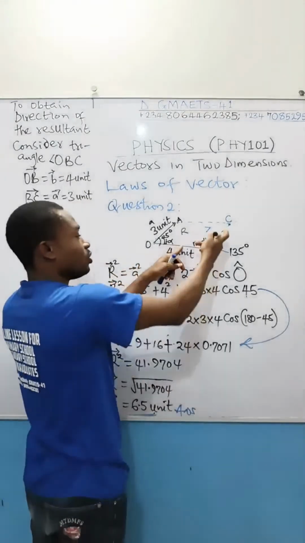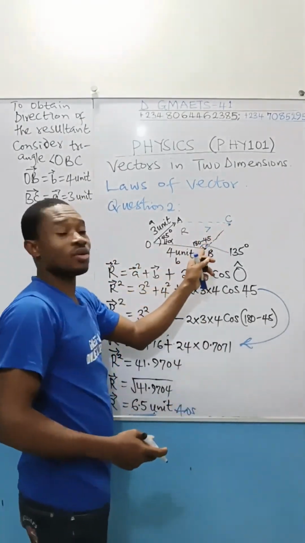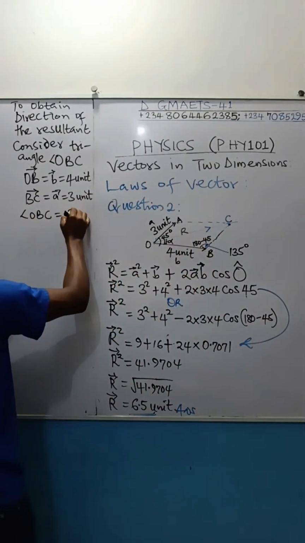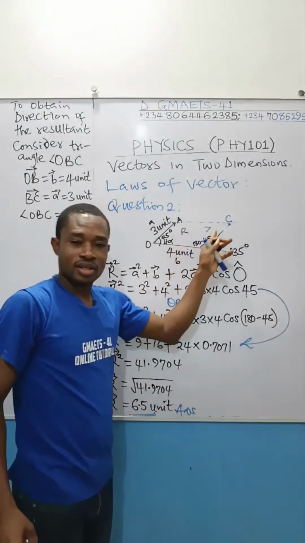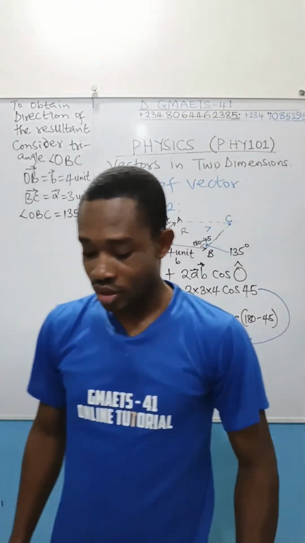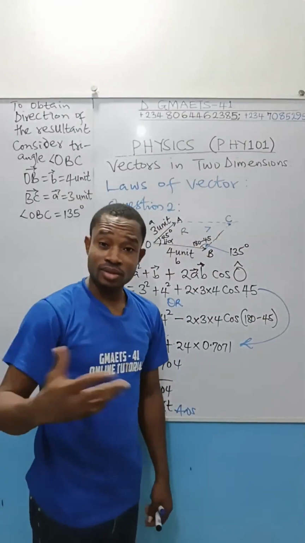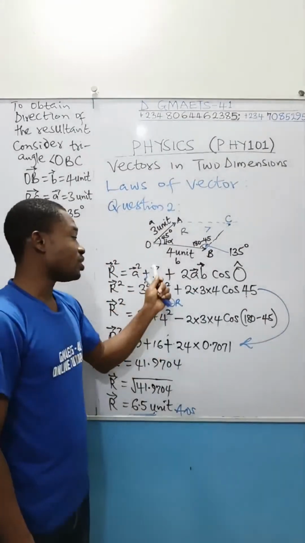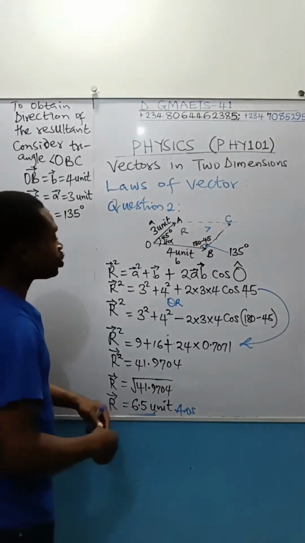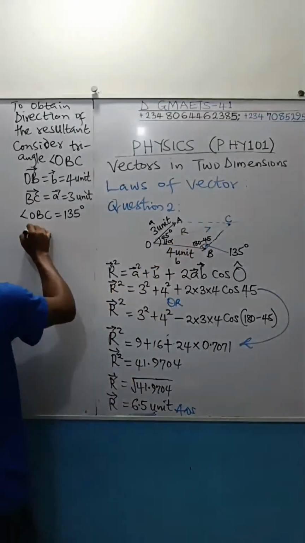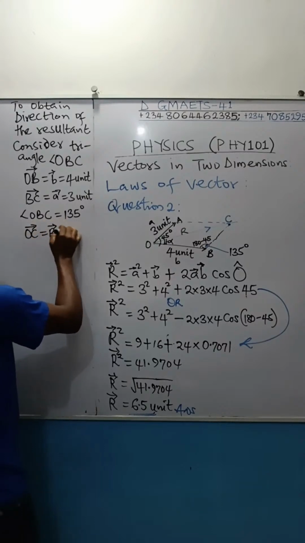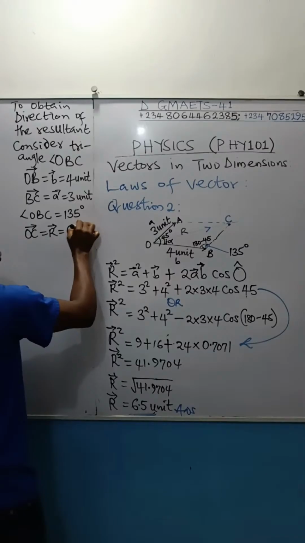So we know this value, we know this value. Angle OBC, which is the angle at point B, is equal to 135 degrees, 180 minus 45. You need good knowledge of your trigonometry here. Very important: sine rule and cosine rule. Take note, the formula we used here for the resultant is the cosine rule. We have obtained OC, vector OC, our resultant, and we got it to be 6.5 units.